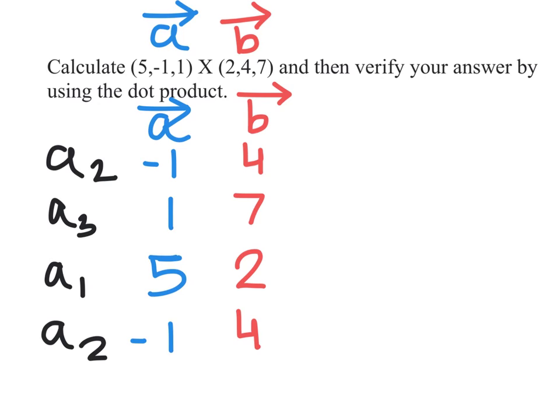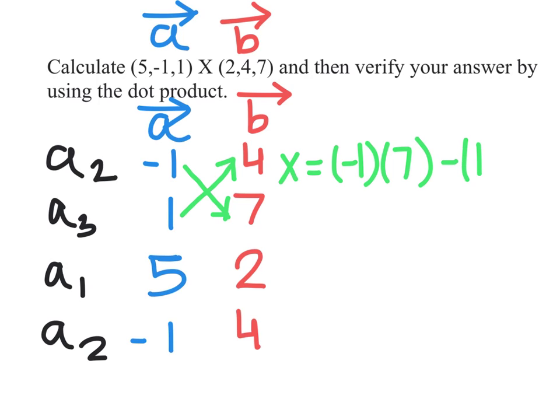To find the x component of vector A cross vector B, we take the down product of -1 and 7 and then subtract it from the up product of 1 and 4. So x is equal to -1 times 7 minus 1 times 4, which is equal to -11.